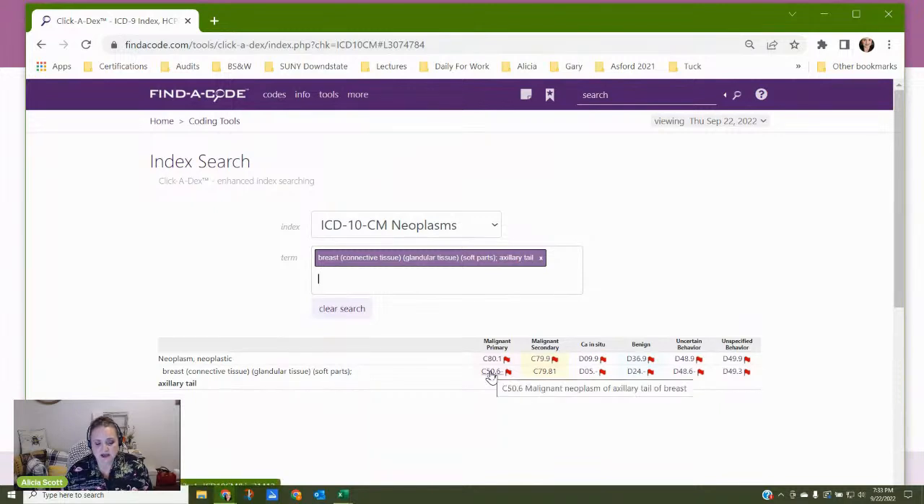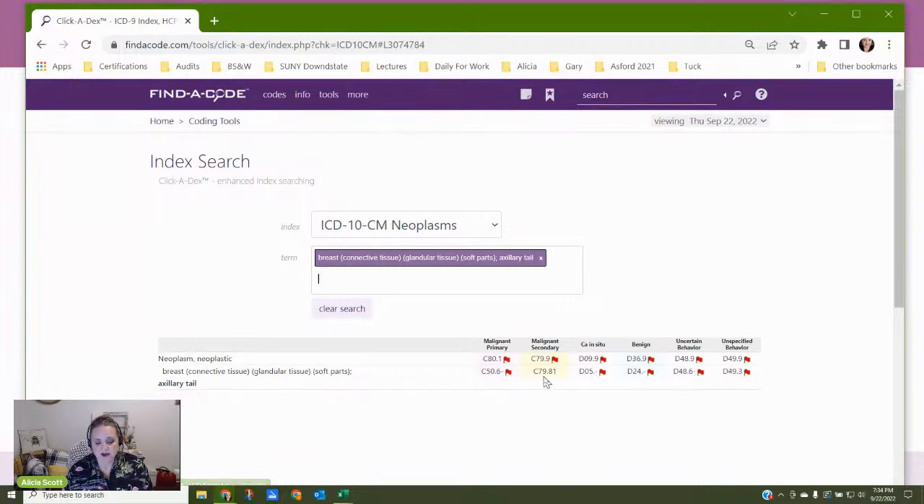If it's the second number here under primary, the axillary tail is C50.6. Now, you have the dash because it's going to ask you laterality, right, left, bilateral, etc. But this is my starting point. The neoplasm table is your starting point, and then you're going to jump out to the tabular.